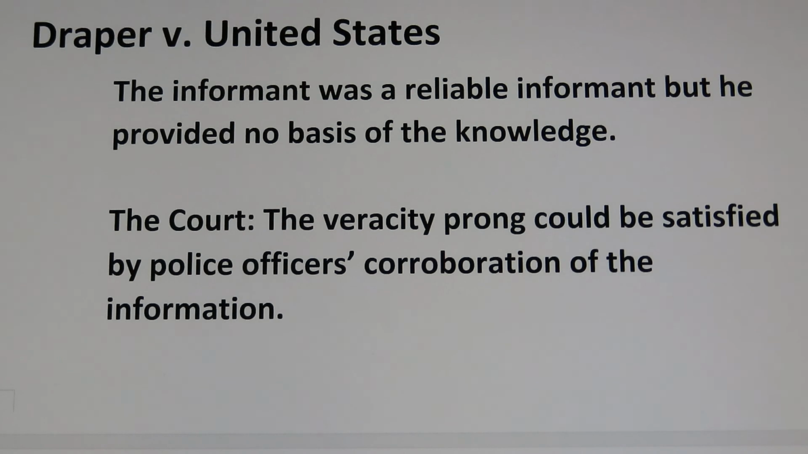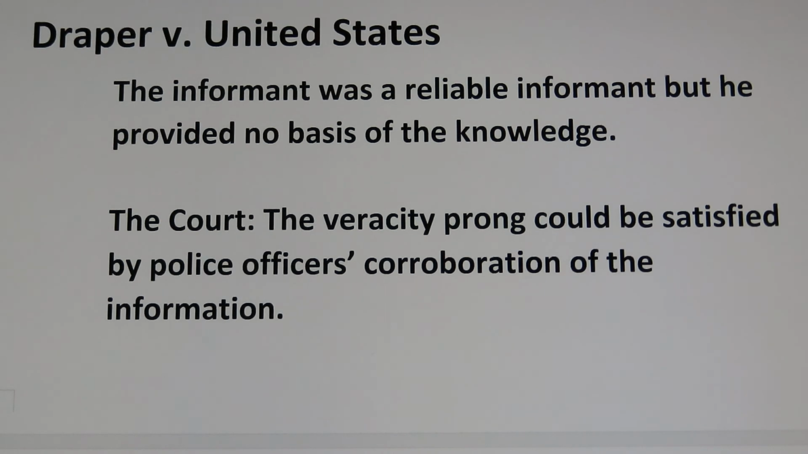What was challenged was this second prong, the veracity of the information prong, because the informant did not provide the police with the basis of the knowledge. So that's why the defendant argued the police failed the second prong.